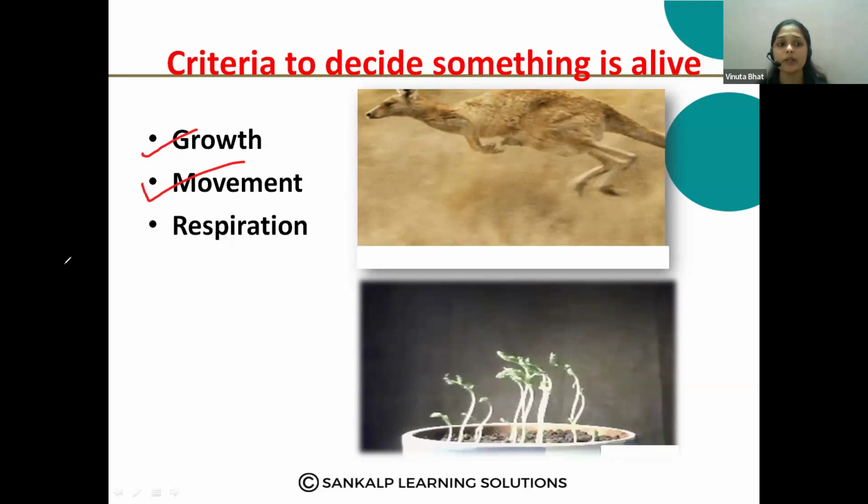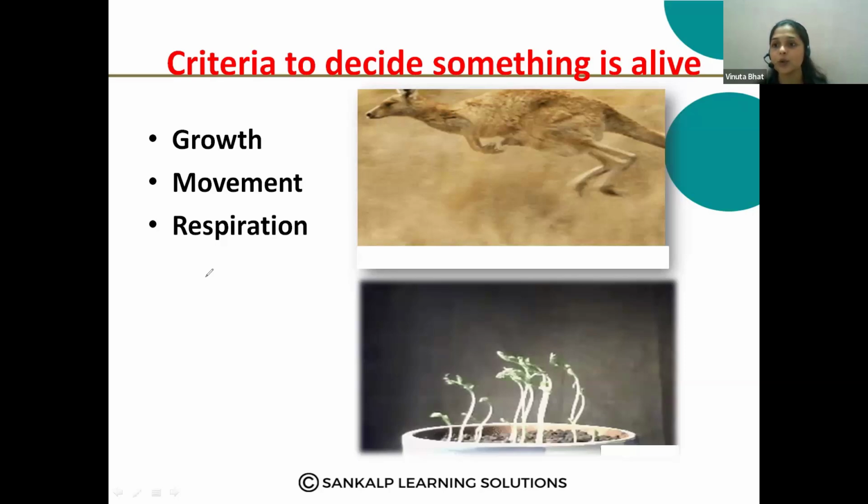What type of movements can you observe in the plants? You can observe the movements of the plants towards the light, and some parts of the plants grow opposite to the light. You can observe movement in the plants also.